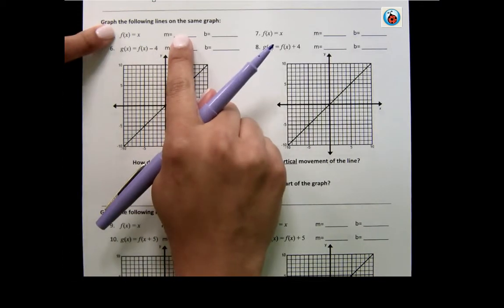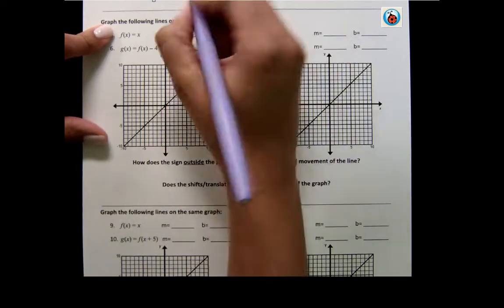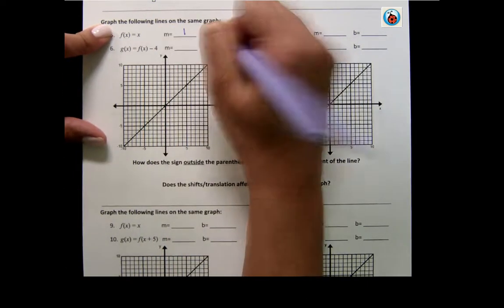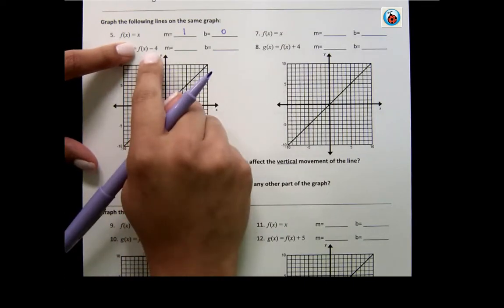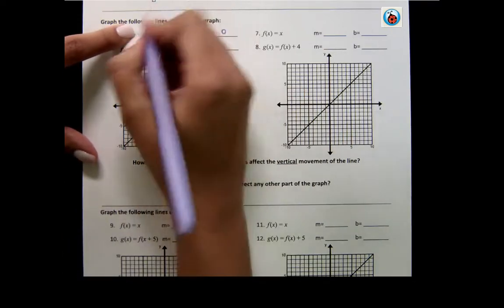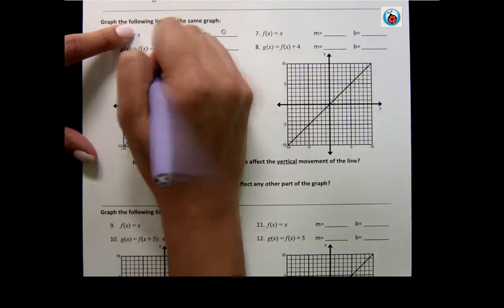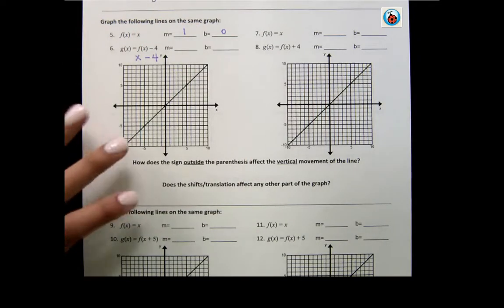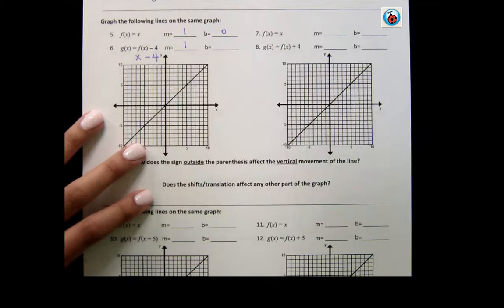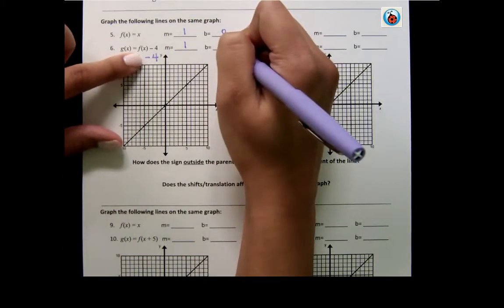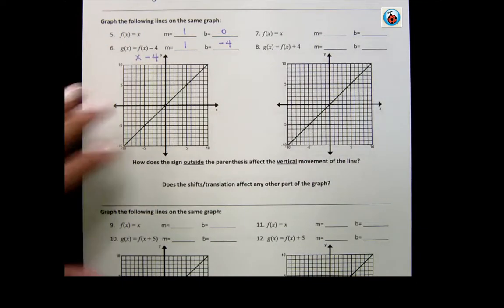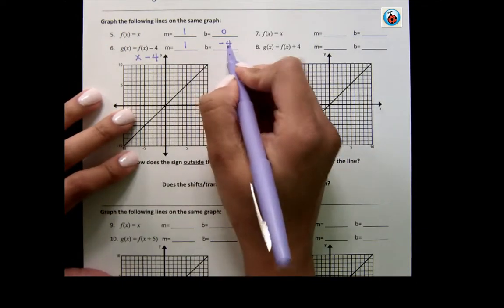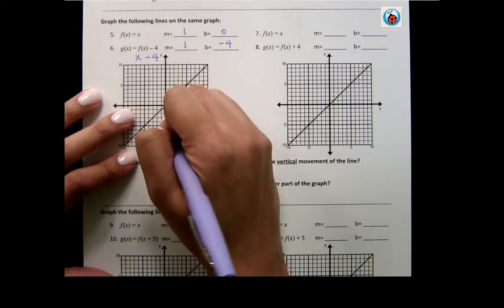So starting with the same parent function, my slope is 1, my y-intercept is 0. It's already graphed for me. This time I have minus 4 on the outside of the parentheses. But if f of x is x, then I still have x minus 4. Nothing in front of x means my slope is 1. My y-intercept is b. That comes after the x. It is minus 4. So again, I'm going to graph the negative 4 first because that's my y-intercept.